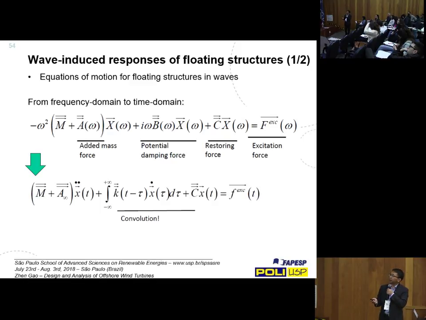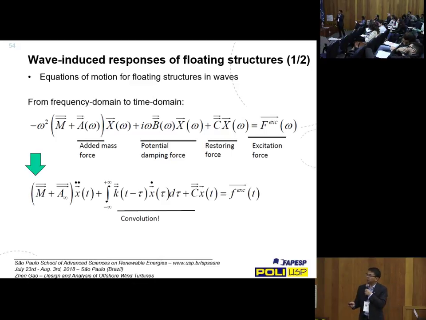And this is the equation of motion for the floater under the wave loads, the excitation loads, which are independent of the motion. And then you have this inertial effect. And the other three components are the motion-dependent wave loads. And then it's possible to convert into time domain. And the added mass and the potential damping coefficient, they are frequency dependent. And when you convert into time domain, you end up with a so-called convolution term, with respect to the velocity term of the motion of the structure.